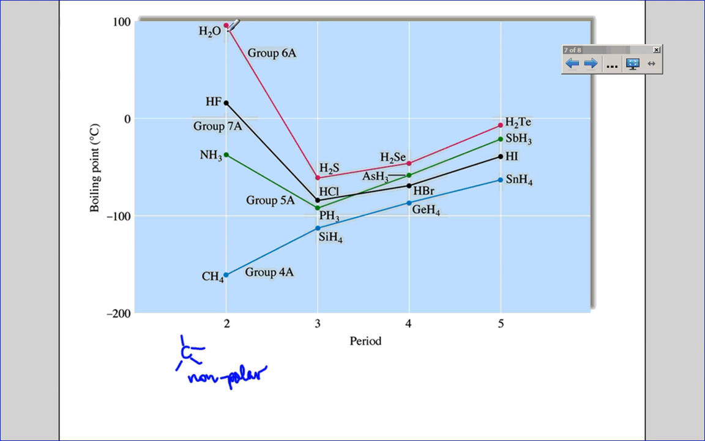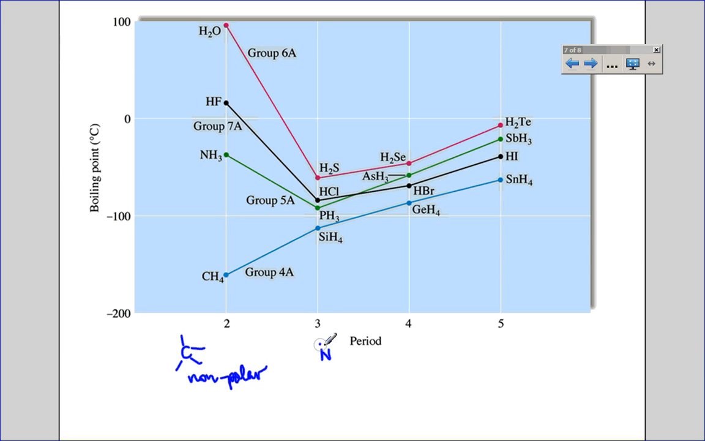Now, for all of the other groups, we see that there is not the same natural increase as we go down the group. We would expect, if it followed the same pattern, that H2O, for example, would have a boiling point somewhere around here, and it would just naturally increase. And the same for HF, we would expect it to be lower than HCl, and we would expect it to increase as we went down the group. Let's compare these molecules.